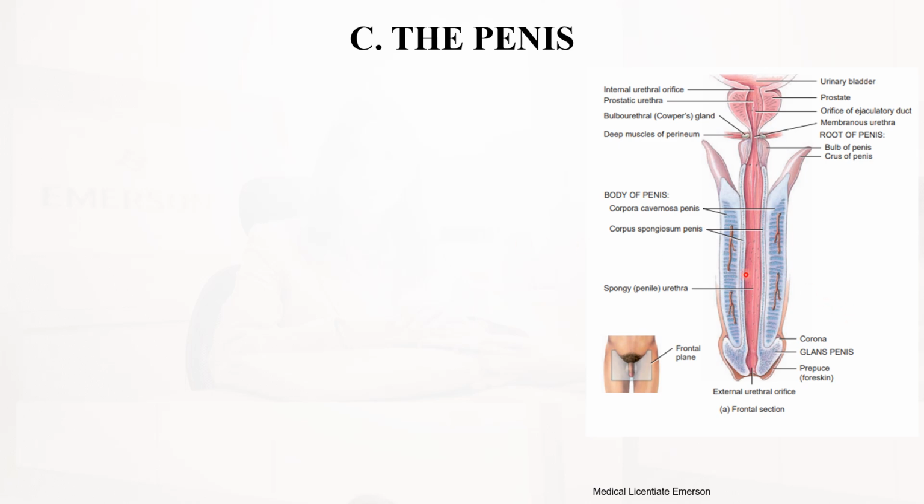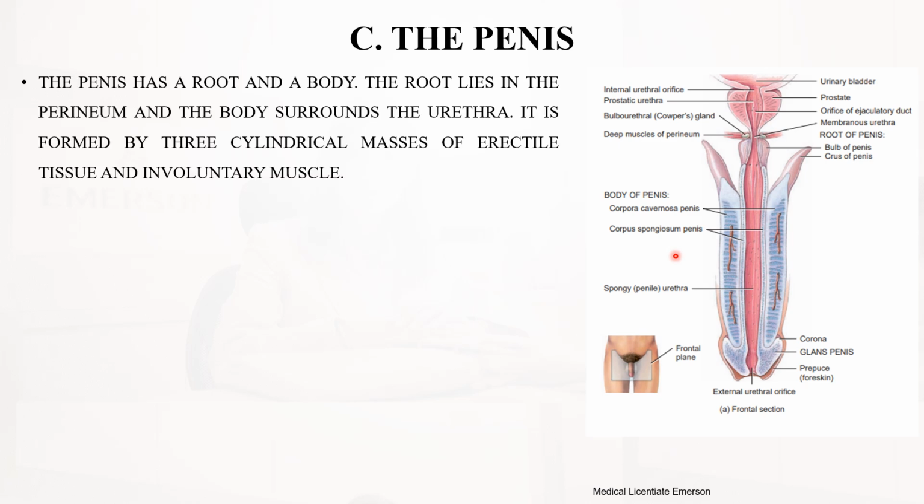So this is the structure of the penis, and this is the frontal section. You have the external urethral orifice, the glans, the corona, and of course you may find the prepuce or the foreskin. Then you have the urethra here. You can also see the erectile tissues: the two corpora cavernosa of the penis, and one which surrounds the urethra, which is the corpus spongiosum.